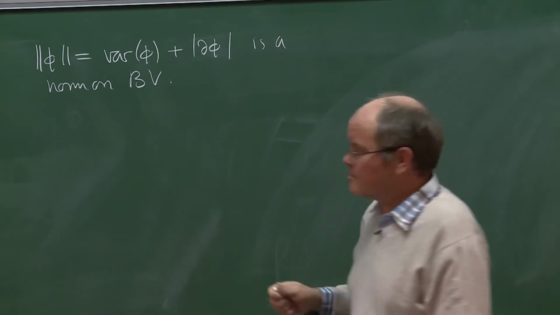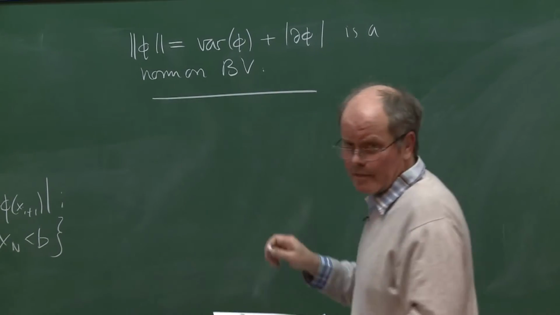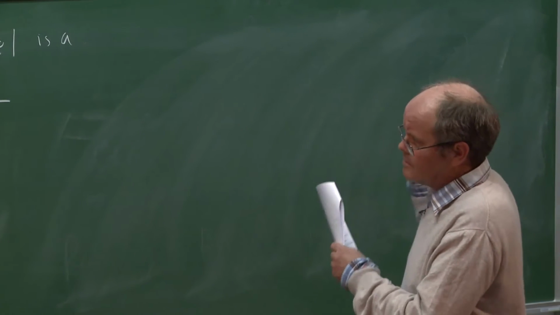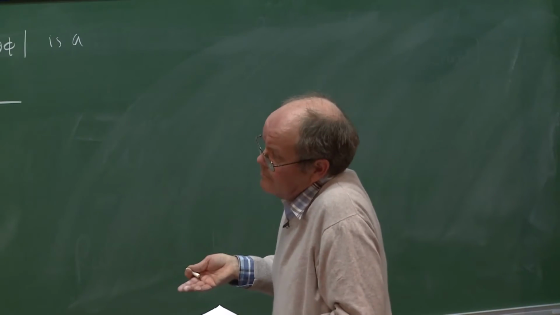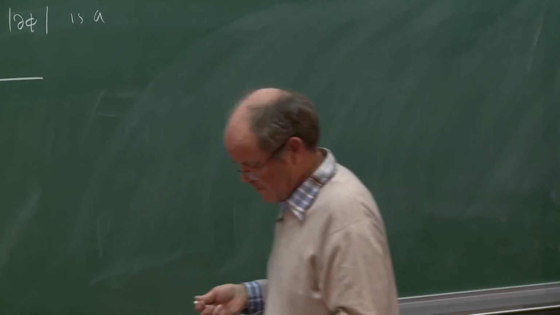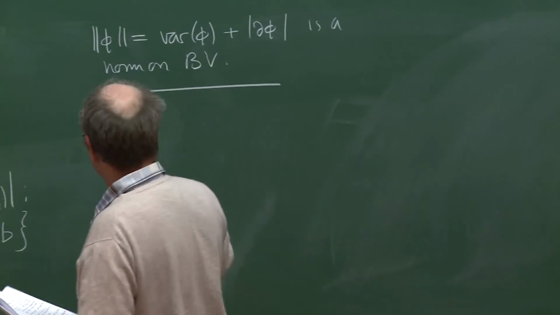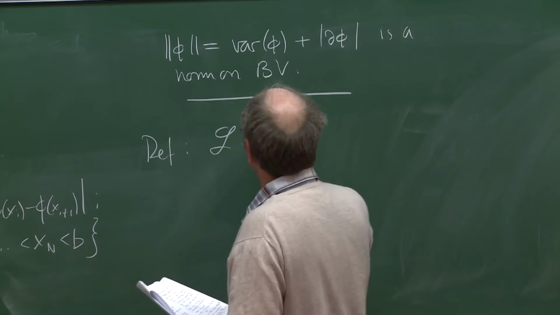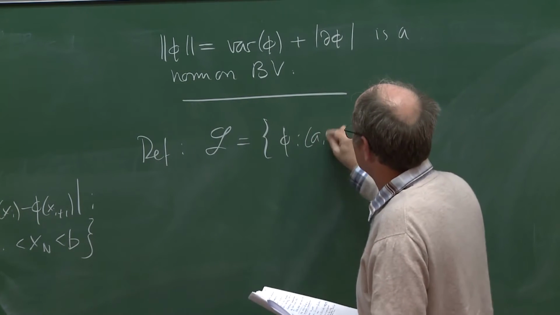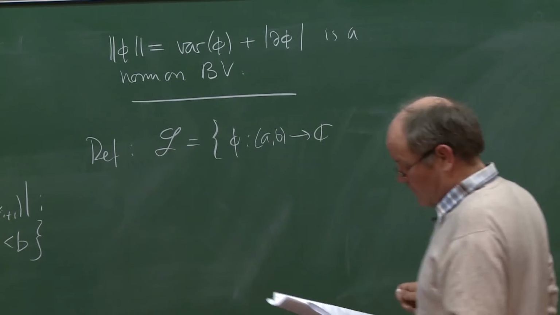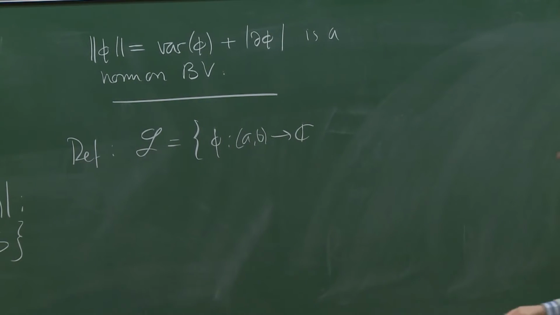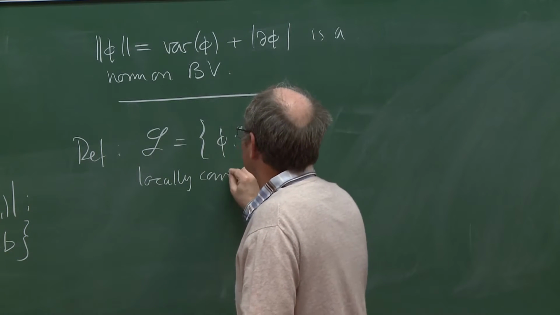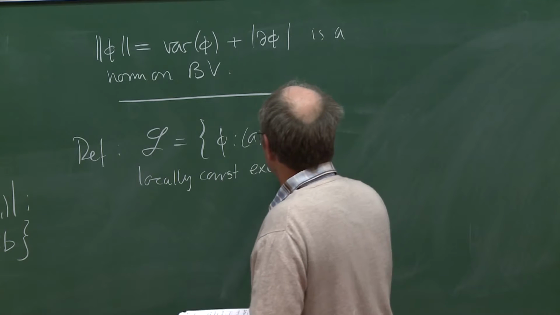What is then the small subspace that I'm looking for in BV? Because BV actually is too big. It's too big in order to do the direct analysis, and one reason being that the dual is too small. So the smallest subspace that I'm looking for is a space which is, first of all, defined as functions which are simply locally constant, except for a finite number of points.